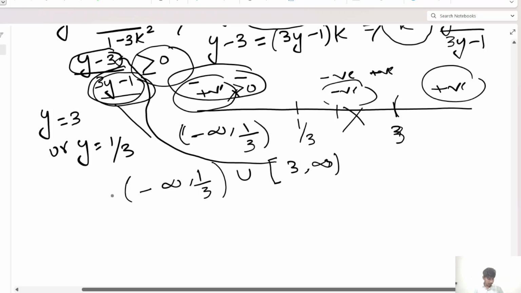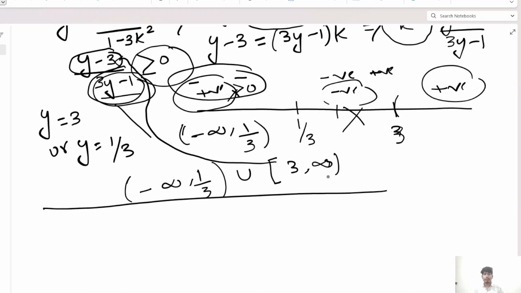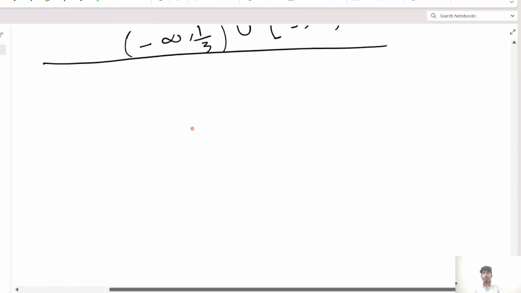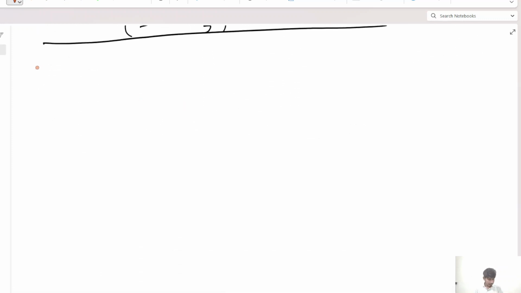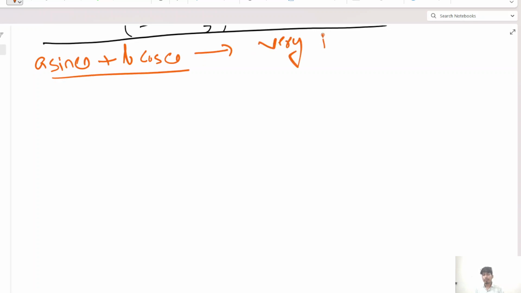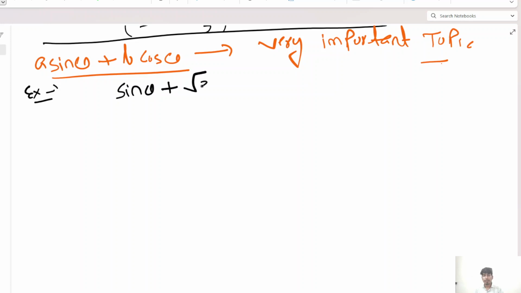Okay, now our next topic is an important topic. What is the topic name? The topic name is a sin theta plus b cos theta. This is a very important topic, of the type a cos theta plus b sin theta. Let me first take an example: sin theta plus root 3 cos theta.